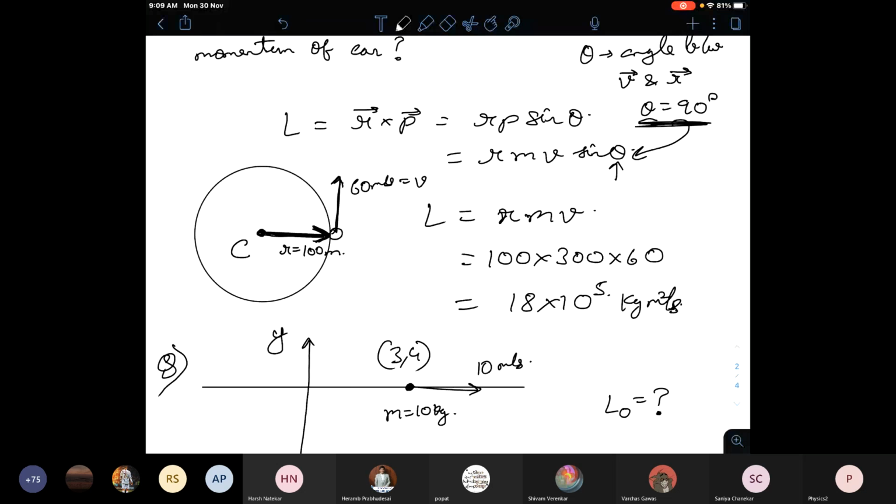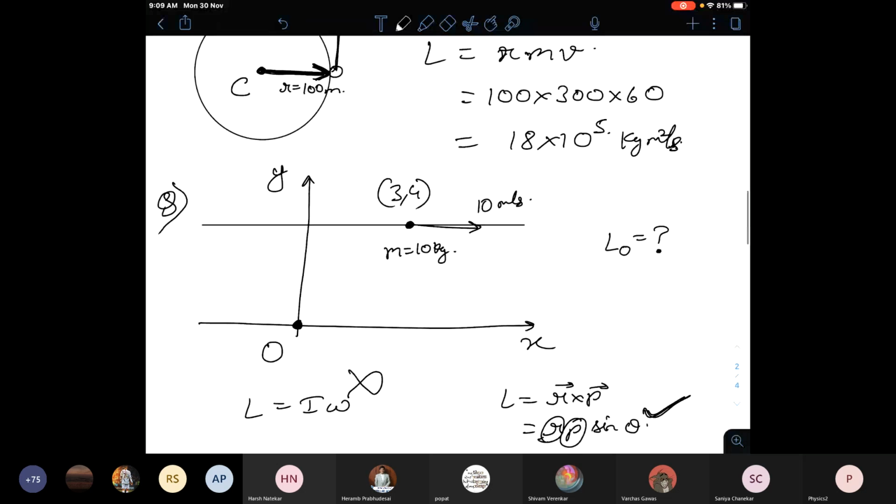But when a particle is moving on a straight line, the center is defined by the question. They say to find the angular momentum about a fixed point O. That fixed point is your center now. So if this point is your center and your particle is over here, if you want to write the radius, the radius will be this vector. R vector will be like this.